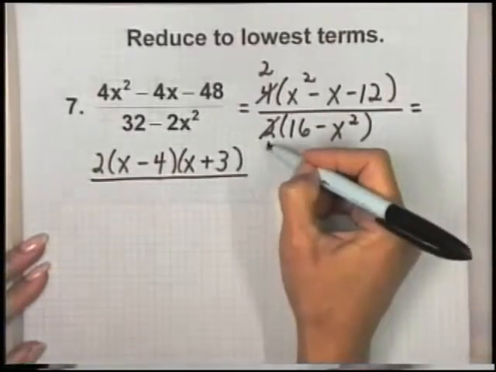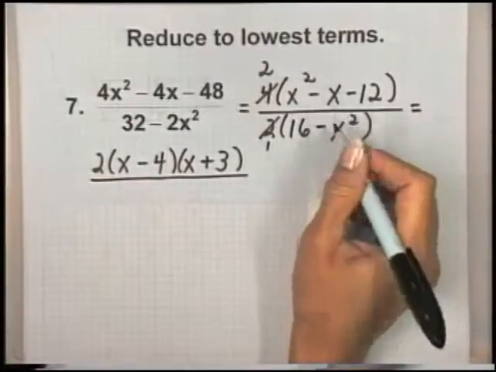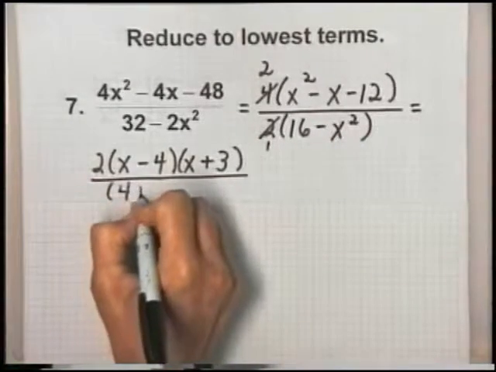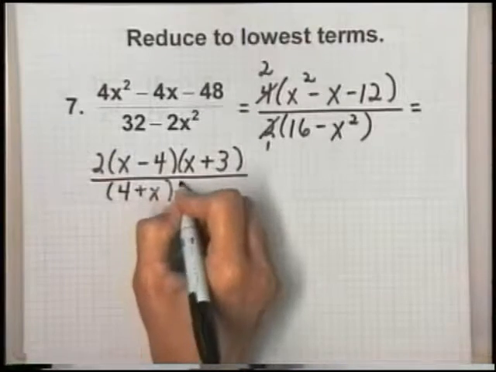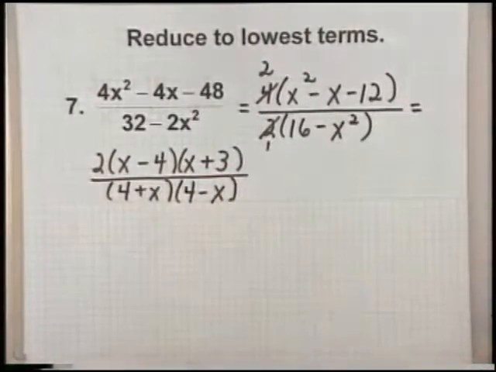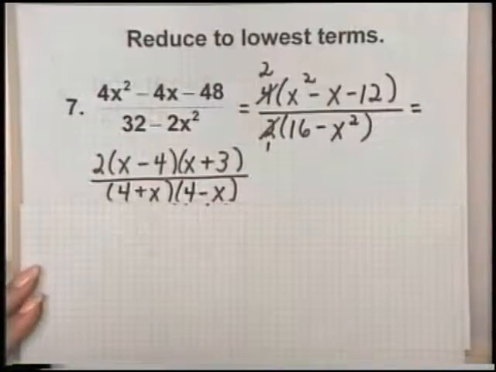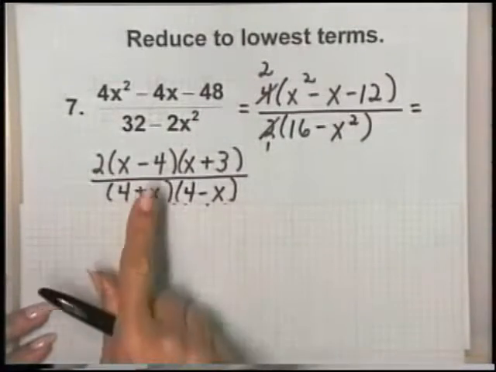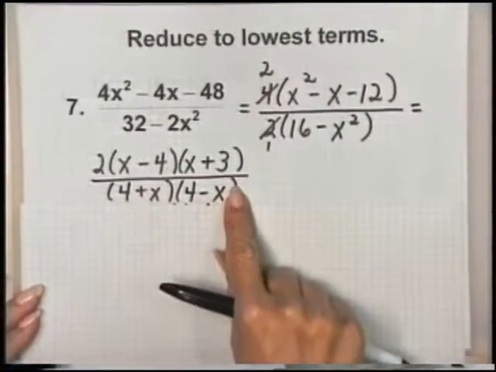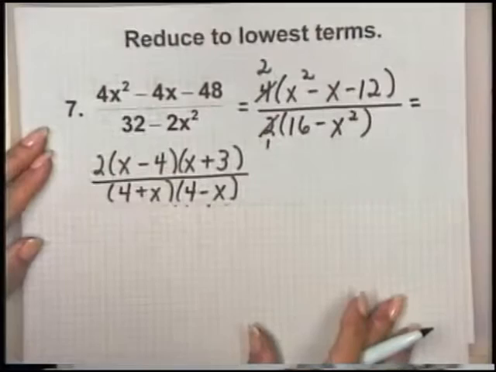For 16 minus x squared, I'm not going to write the coefficient of 1. I don't need it in this case, do I? That's the difference of squares. It factors as 4 plus x times 4 minus x. Now, I don't have common factors, but I do have a factor in the numerator that is the opposite of a factor in the denominator, don't I?